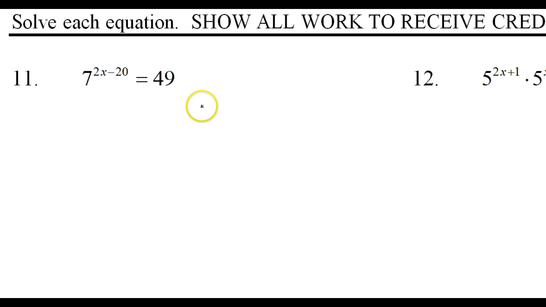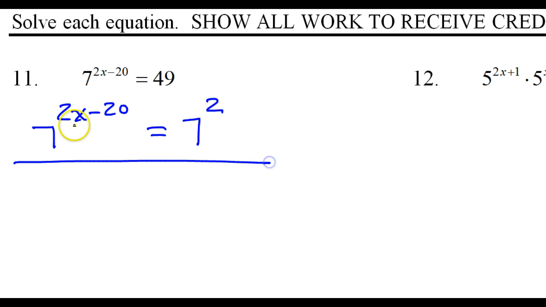There are two ways that we can solve this equation. At a glance, I'm noticing that 49 can be written as 7 squared. So one technique would be to go 7 to the 2x minus 20 power is equal to 7 squared, like bases. If the bases are the same, then the exponents must be the same. So 2x minus 20 must equal 2.